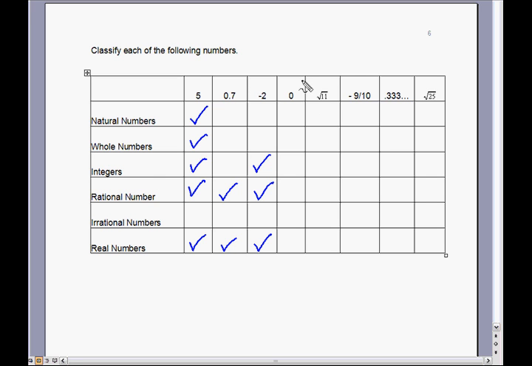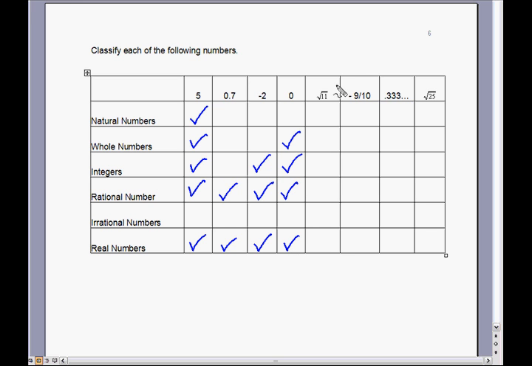Our next number is 0. 0 is not a natural number. Naturally, we start with numbers 1, 2, 3. 0 is considered part of the whole numbers. It's an integer, it's a rational number, and it's real.